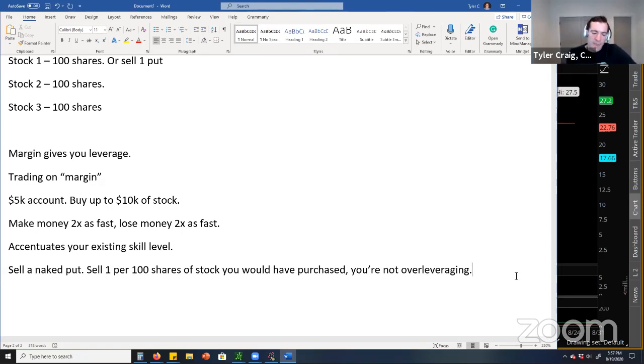So bottom line here, even in a margin account, you can still just sell 1 put for every 100 shares you're willing to buy. And even though that's not technically a cash secured put because you're not tying up all the money, tie up part of the money and then just make sure you don't go crazy and sell 2 or 3 or 4 puts for every 100 shares you wanted. So you're in control of that.